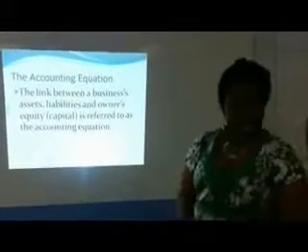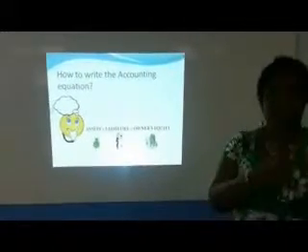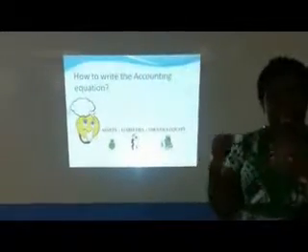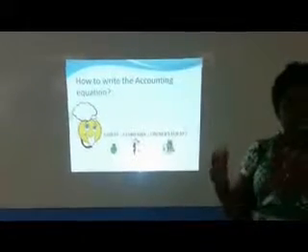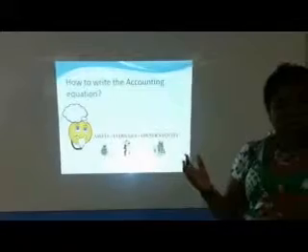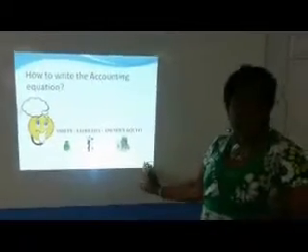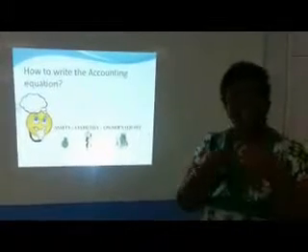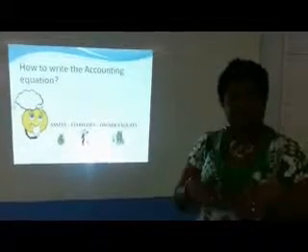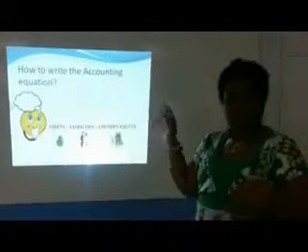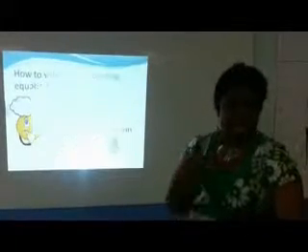Like any other equation, the accounting equation looks at something equal to something. And in this case, we have assets equals liabilities plus owner's equity. So this is how in accounts we write the accounting equation. Now let's look at this equation a little bit closer. We're going to actually pull it apart and see what each component of the equation means and represents.